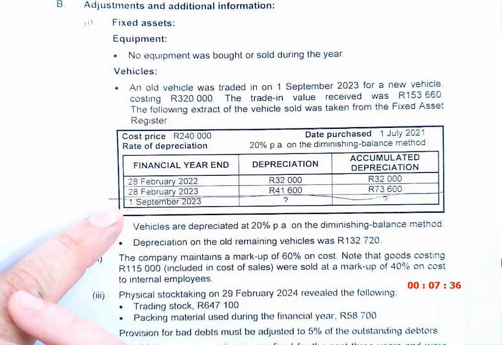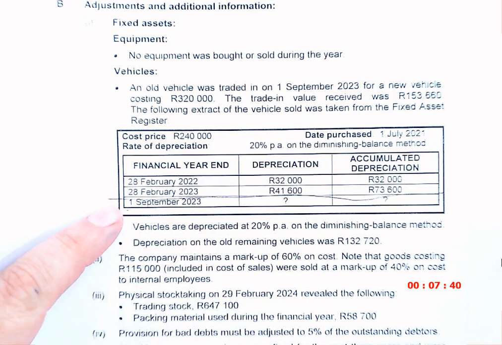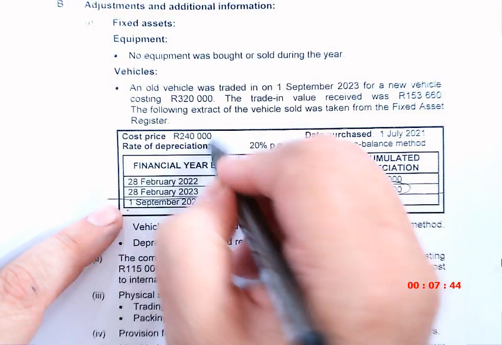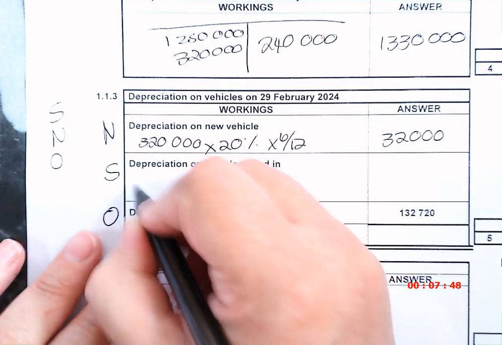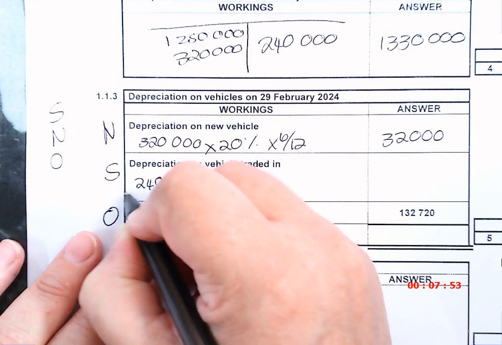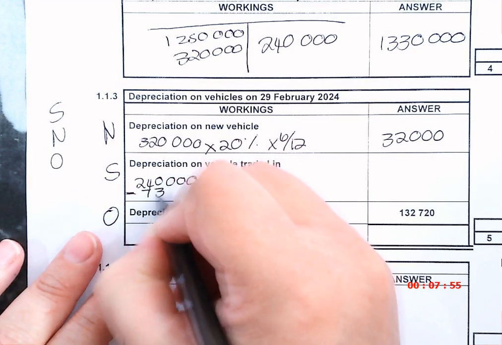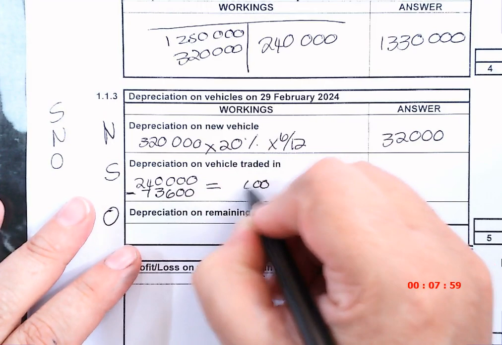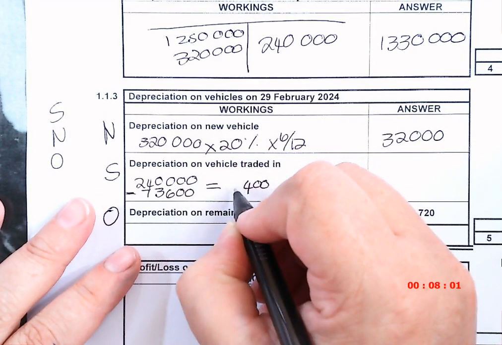Why do they say 1st September? Oh, that's when the year ends. Okay. So now they give me the accumulated depreciation and I have the cost. So if I take the cost, right, less the accumulated, I get the carry value, which is what? Anybody? 166.